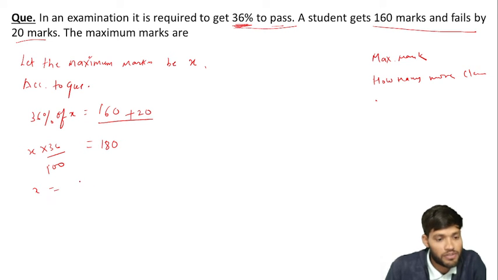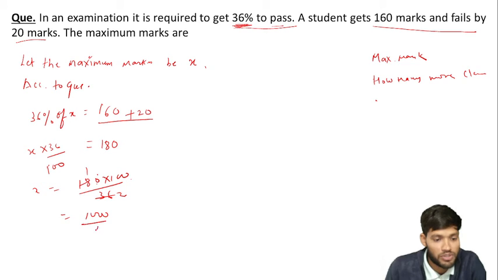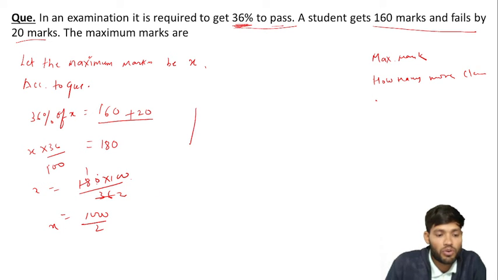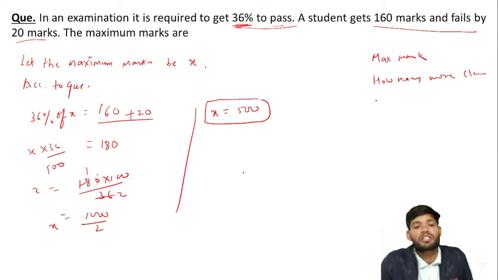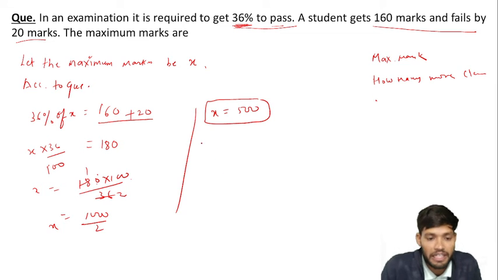So x is equal to 180 into 100 upon 36. 18 ones are 18, 18 twos are 36, above 1020 and 30, so 1000 upon 2. That means x is equal to 500. So the maximum marks for this examination was 500. We have to write, hence the maximum marks is x equals 500.